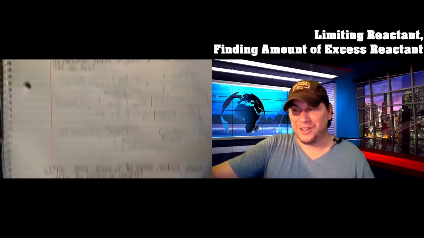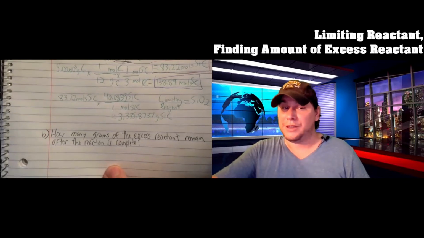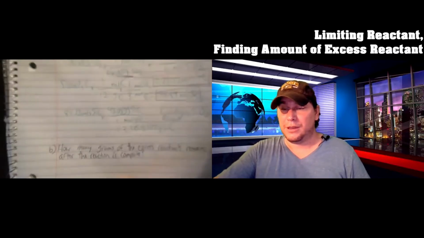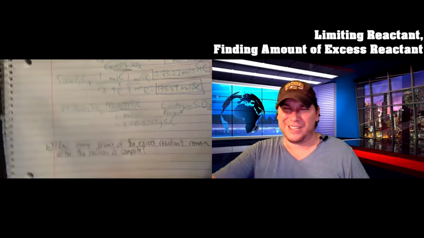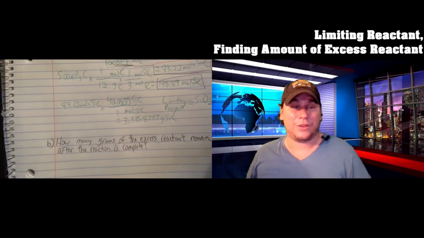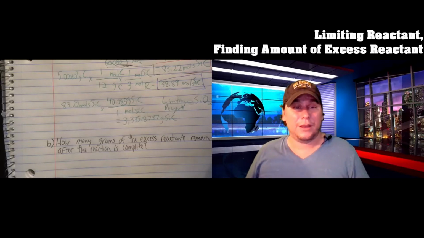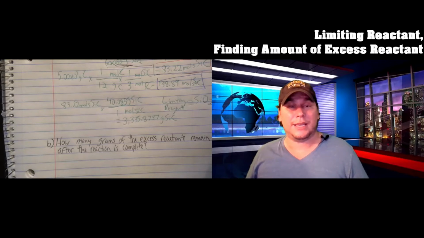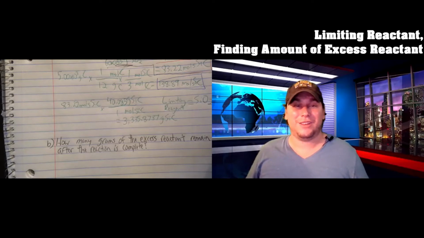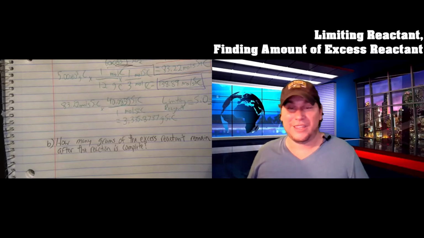Now we have one more question. And you should be familiar with how to do this, definitely, because this is definitely something you can expect to get asked about. How many grams of the excess reactant remain after the reaction is complete? Let's talk about it in words. What does that mean? How many grams of the excess reactant? The excess reactant. So if the limiting reagent was silicon dioxide, the excess reagent is the other one. In this case, it was carbon.